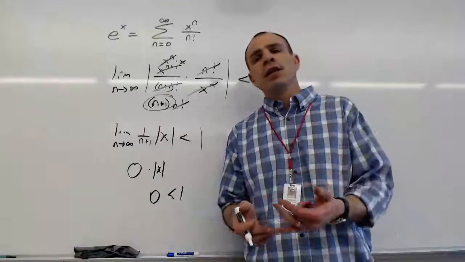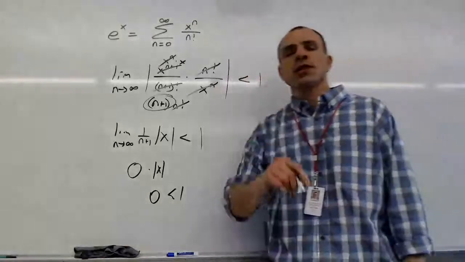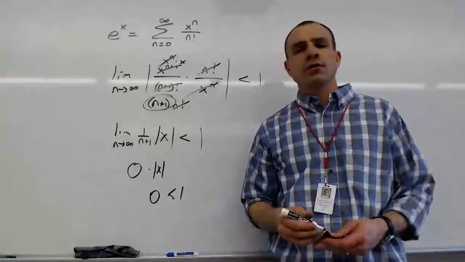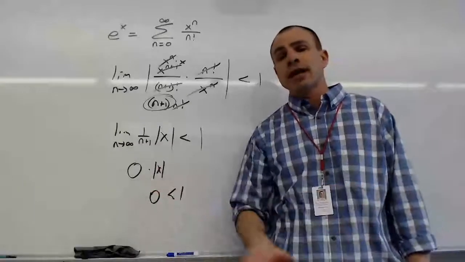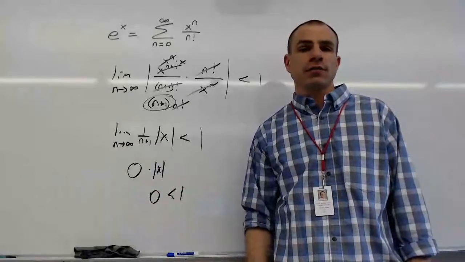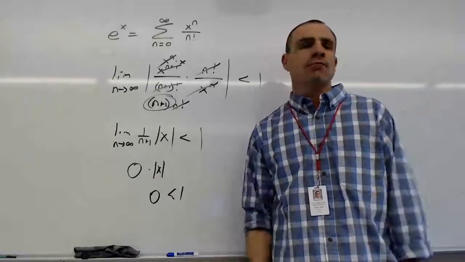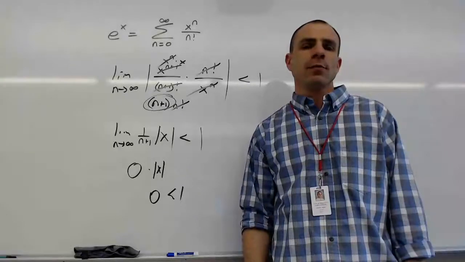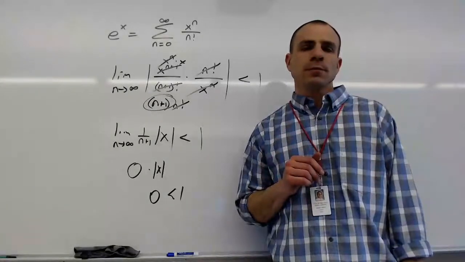So e to the x, that series, 1 plus x plus x squared over 2 factorial plus x cubed over 3 factorial, and so on and so forth, converges no matter what value of x you're interested in. The same thing's going to happen with sine and cosine. But again, that's not the situation with the fourth of the common Maclaurins. 1 over 1 minus x does have the interval of convergence.